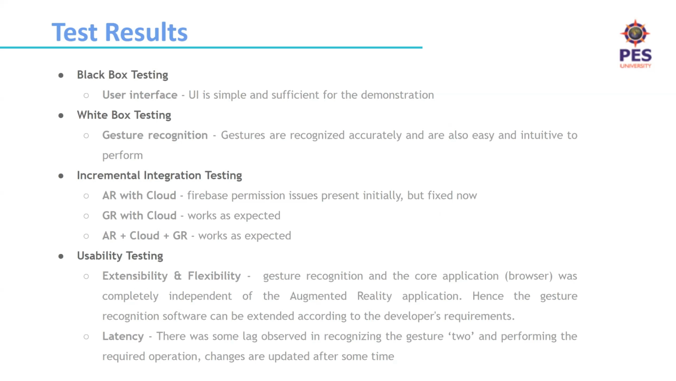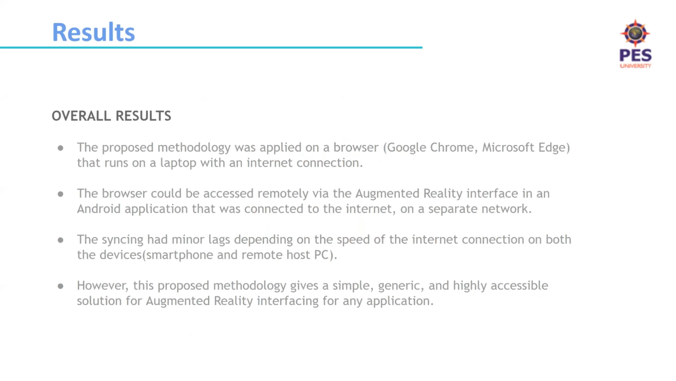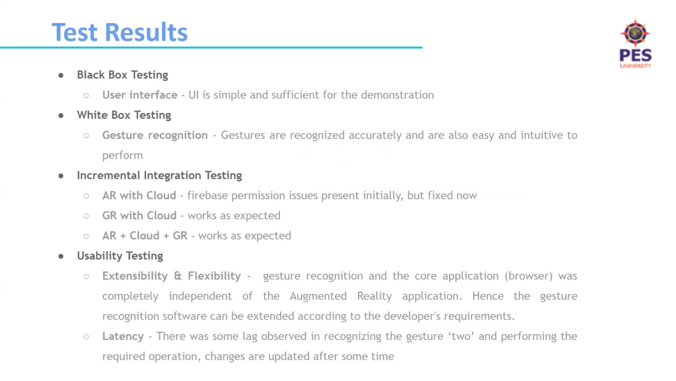In the black box testing, the user interface was basically tested, and the UI is simple and sufficient for the demonstration, and the inputs give the desired outputs. It was working fine. Then white box testing. In white box testing, the gesture recognition was primarily tested here, and the gestures were recognized accurately and are also easy and intuitive to perform.